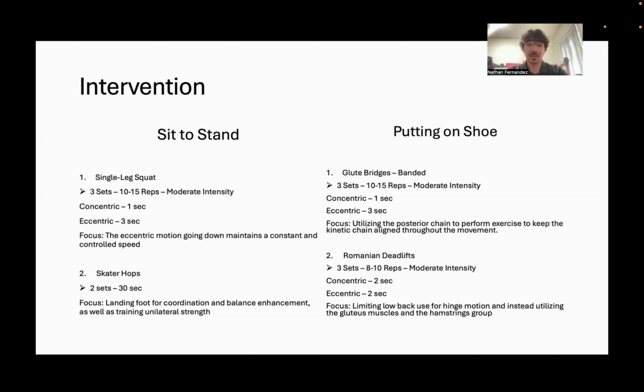My client did exhibit some difficulty with the hinge motion, as you saw with the excessive lumbar flexion and limited posterior chain use, and that led to the impairments from a biomechanical standpoint. This exercise done in 3 sets of just 8 to 10 reps of moderate intensity will stimulate hypertrophy and neuromuscular facilitation of the gluteus muscles and hamstrings group, limiting low back use for the hinge motion involved with putting on shoes. Proper form is essential, though, for biomechanical and functional anatomy correction.